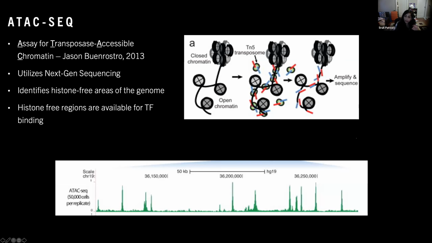And when we align that information that we get back to the genome, this is just a little sample of what it looks like. These two figures are from the 2013 paper where they published ATAC-seq. You see these peaks, and that means a lot of sequence reads were able to map to this part of the genome, which means this is more histone-free and more accessible than the surrounding areas. And so that's how we interpret the peaks.